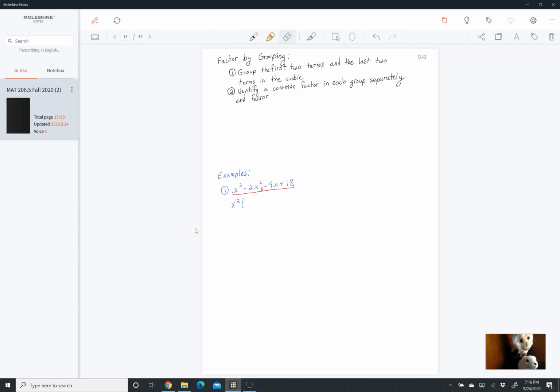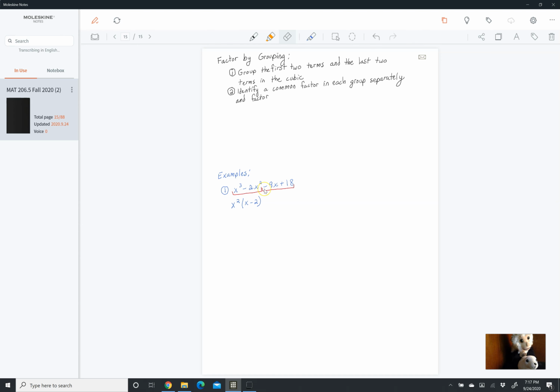And what we're left with is an x minus 2. So notice if we redistribute the x squared, we will get x cubed minus 2x squared. It's as if you're taking each term and dividing by x squared. Now we're going to do the same thing for the second group.